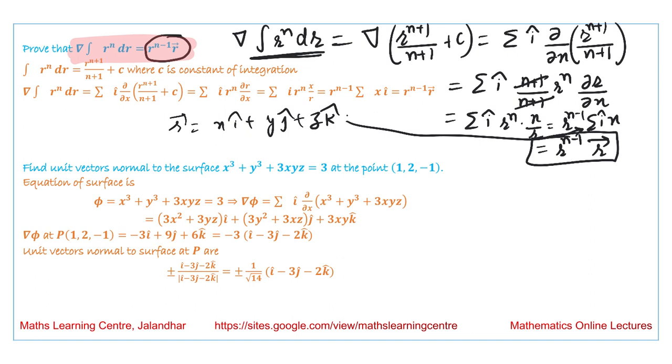Next is find the unit vector normal to the surface this at the point 1, 2, minus 1.